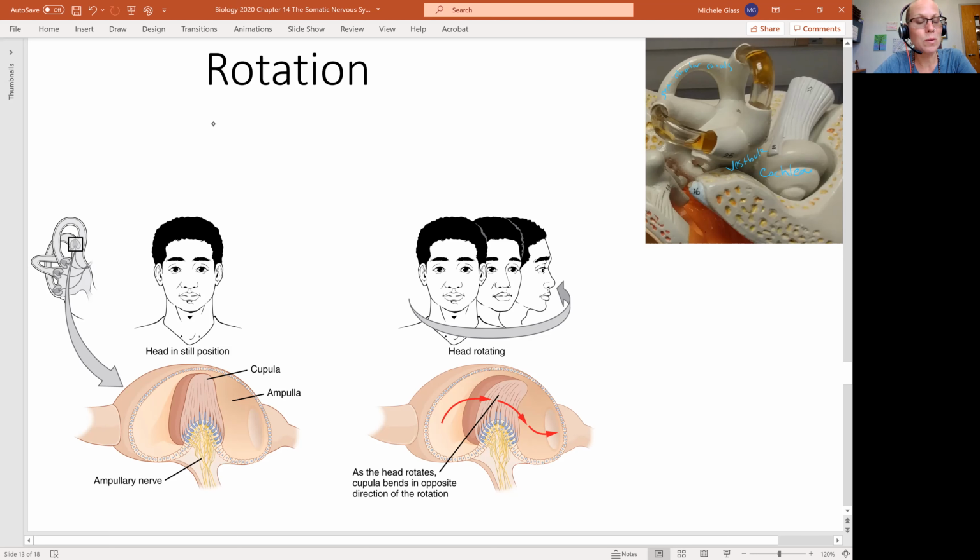So cochlea is where we're getting hearing. The vestibule is where we're getting our gravity and acceleration. And the semicircular canals is where we get rotation.